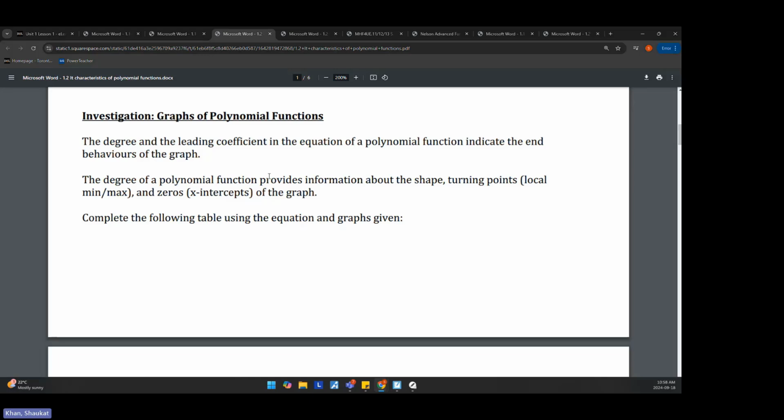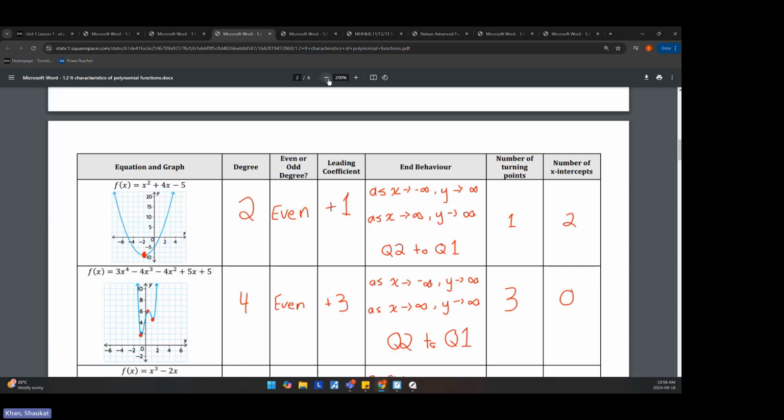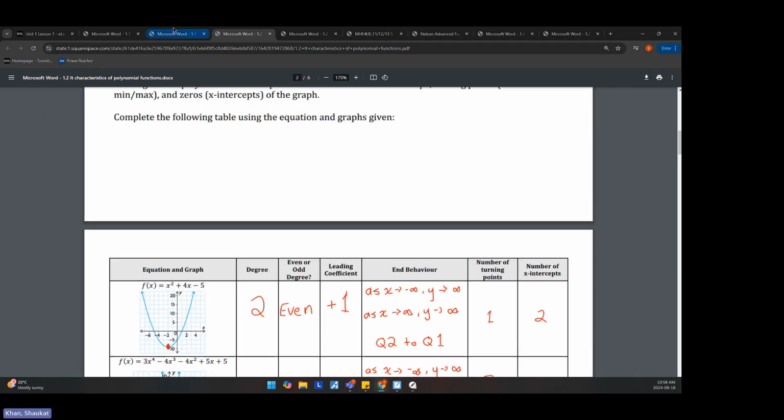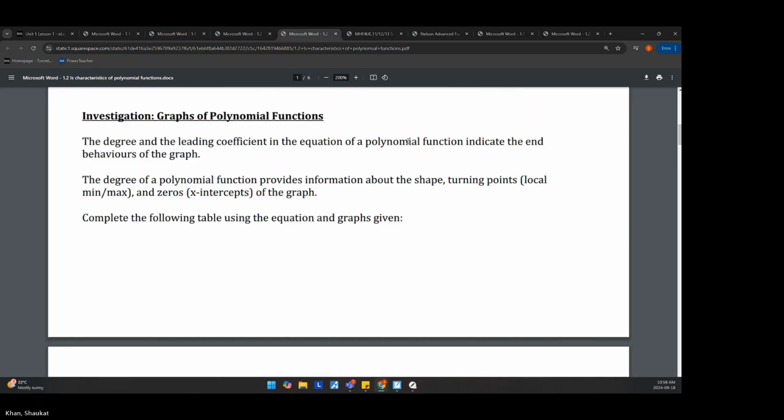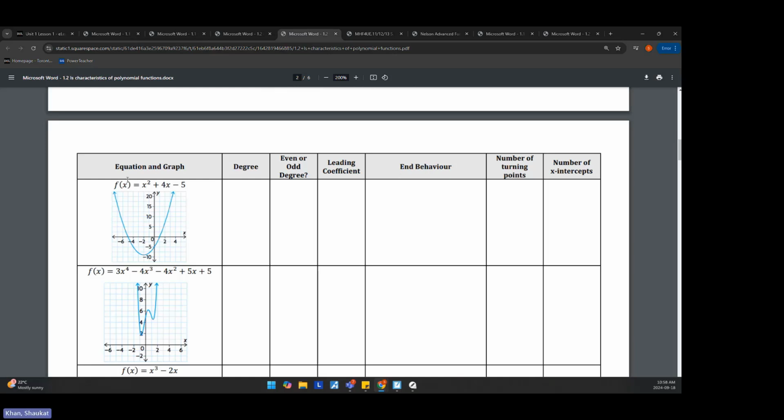It provides information about the shape, turning points, and local min-max. Complete the following table using the equation and graphs given. So let's see, what is the degree for this example here? Let's fill this out.